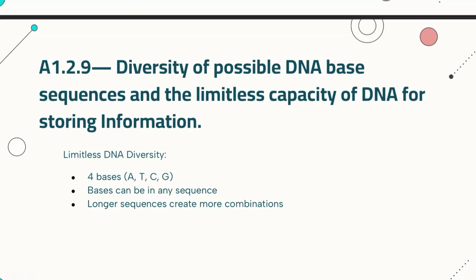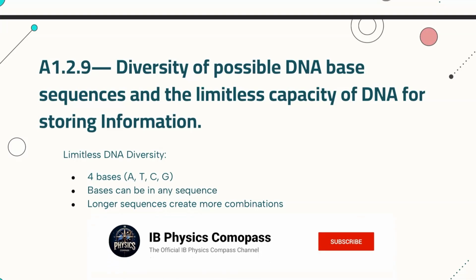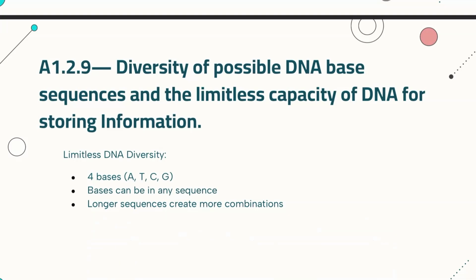DNA has limitless diversity because it is made up of four bases: adenine, thymine, cytosine, and guanine, that can be arranged in any order along the DNA strand. Even small changes in the sequence can create completely different genetic codes. The longer the DNA sequence, the more possible combinations there are, allowing for a huge variety in genetic information across all living organisms.